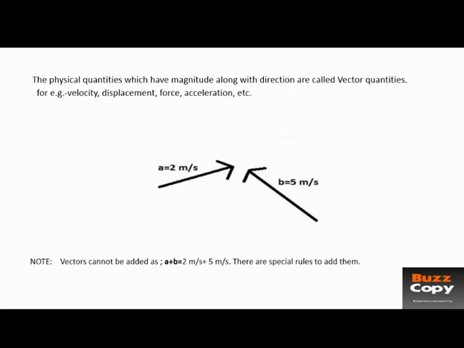In the figure above, two vectors are represented. Both of them represent velocities. Magnitude of A vector is 2 meter per second and that of B vector is 5 meter per second. Note, vectors cannot be added as A vector plus B vector is equal to 2 meter per second plus 5 meter per second. There are special rules to add them.